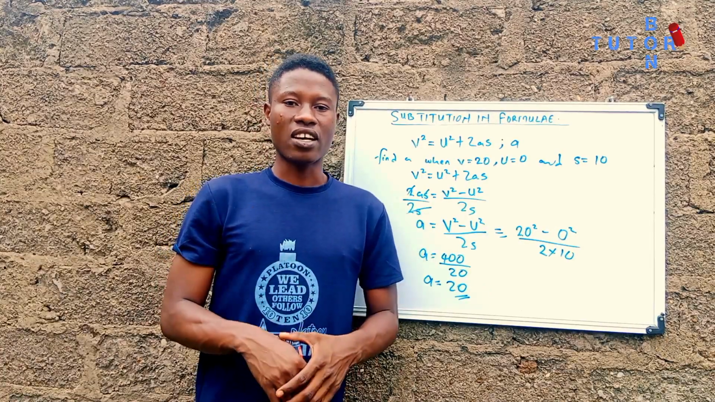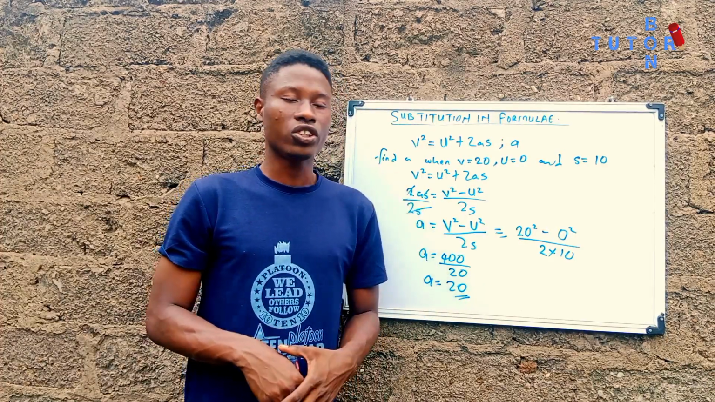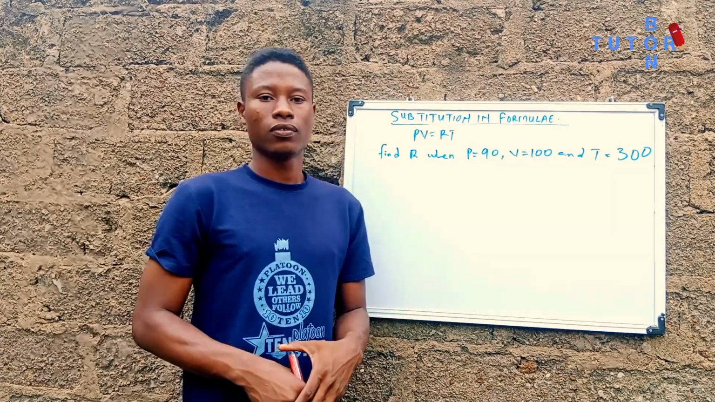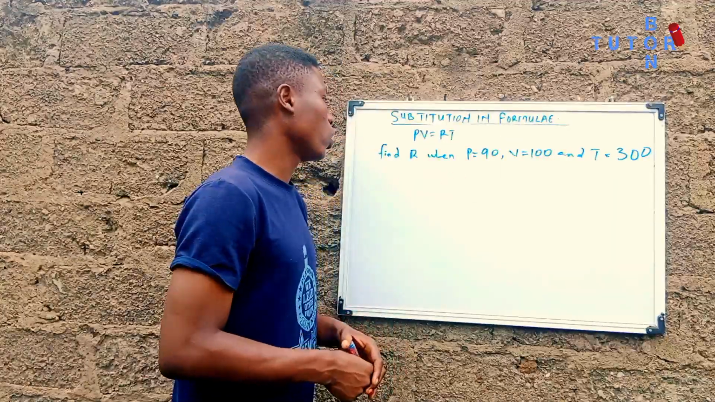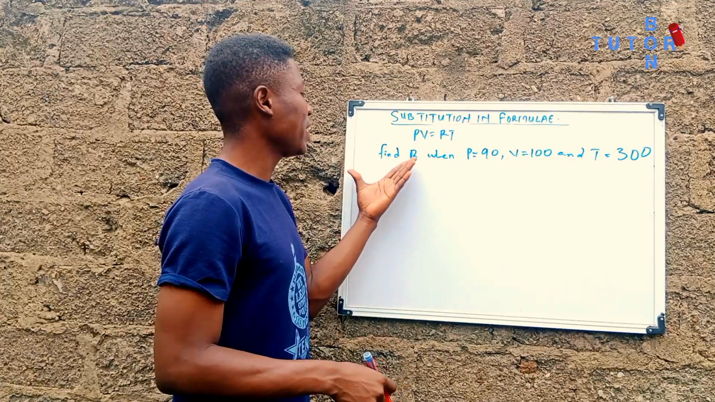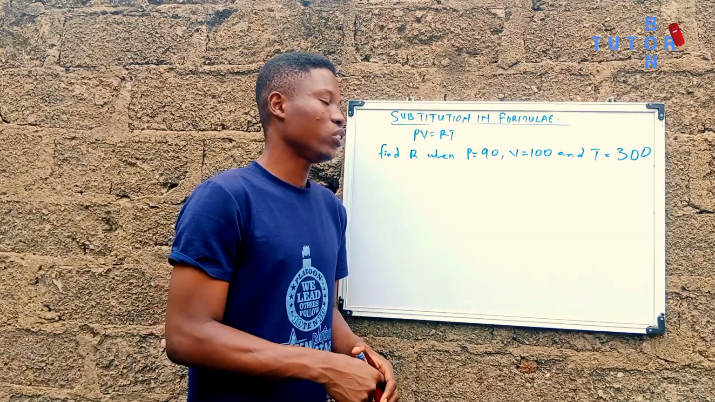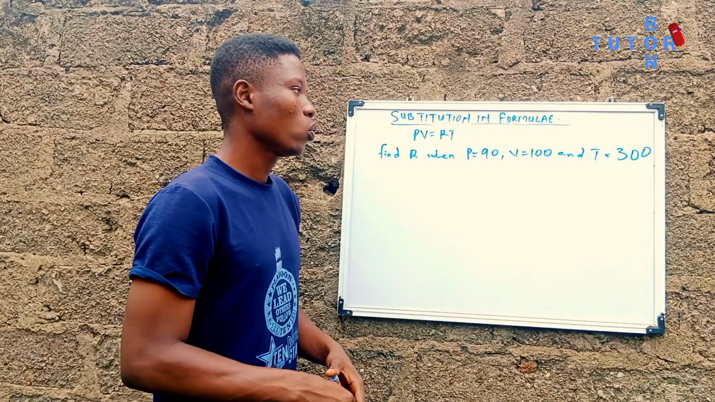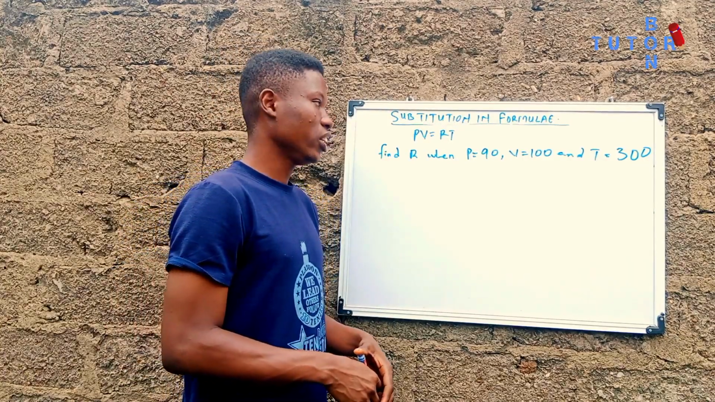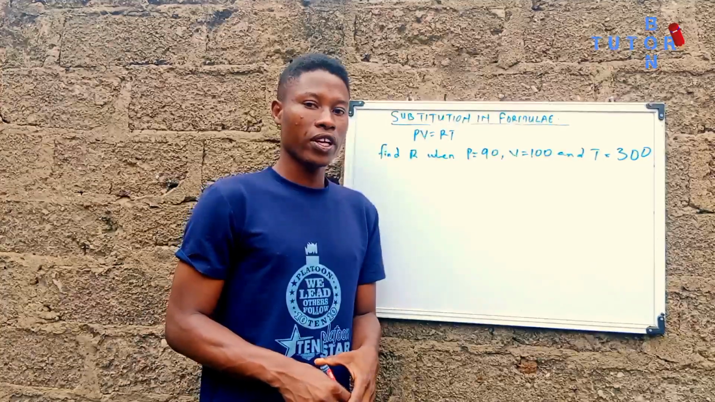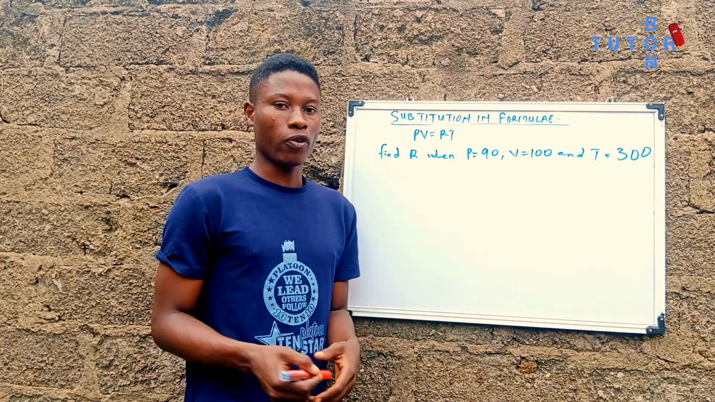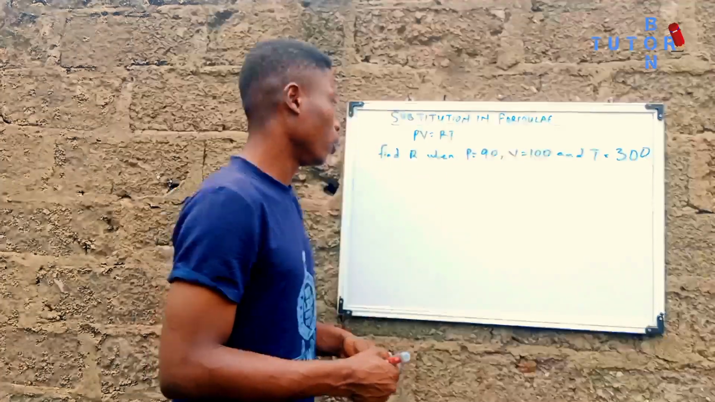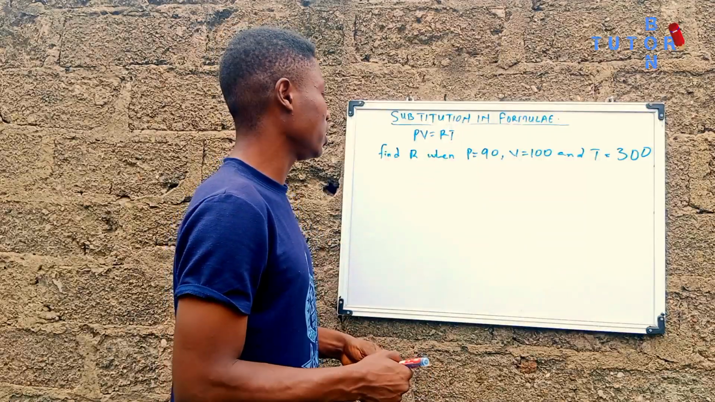Let's try another example on substitution in formulae. In this one, you have PV equals RT, and you're told to find R when P equals 90, your V equals 100, and your T is equal to 300. So how do you do that? You make R the subject of the formula first. This is quite straightforward. Eliminating T from this side is very simple.